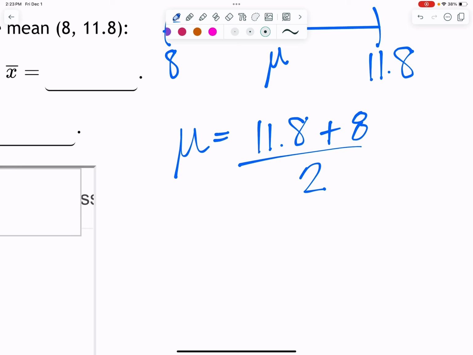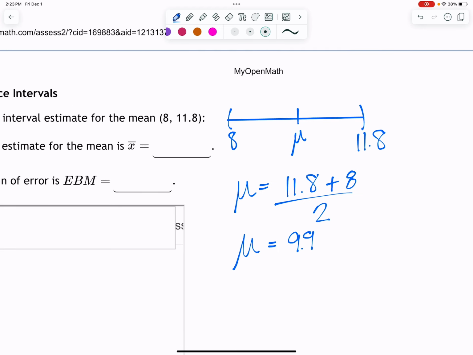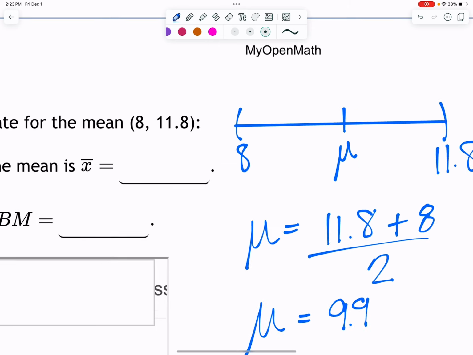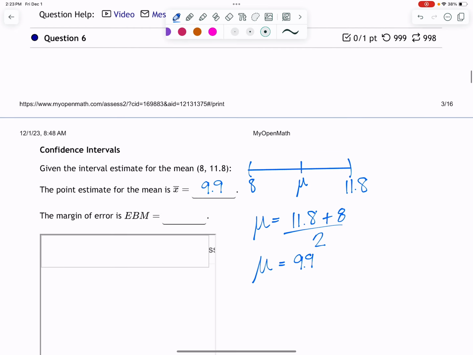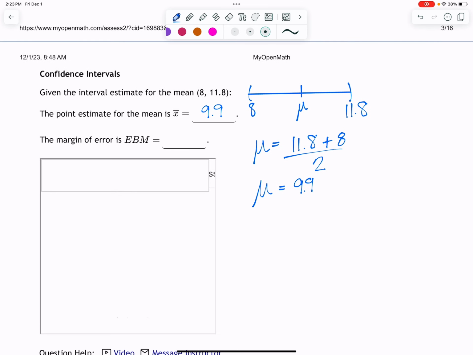So I'm going to plug that into Desmos. This tells me that my average is 9.9. That is my point estimate for the mean. Now we need to find, sorry, I should be calling this X bar. X bar is our estimate for the mean. Now we need to find the margin of error.